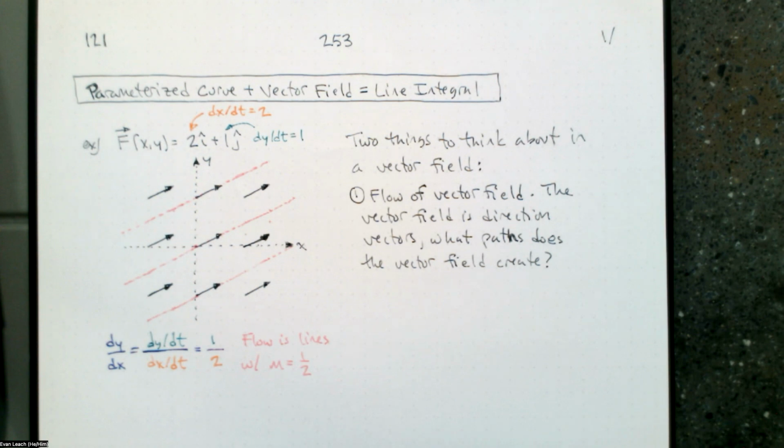That's one of the things that we want to think about when we're looking at a vector field. What is the flow of the vector field? If we just dropped a leaf onto this vector field, what path would the leaf take? This is just a vector field, take the wheel.